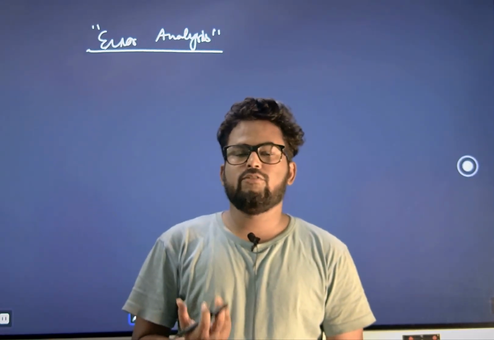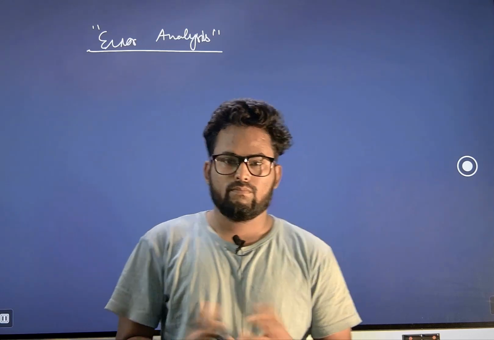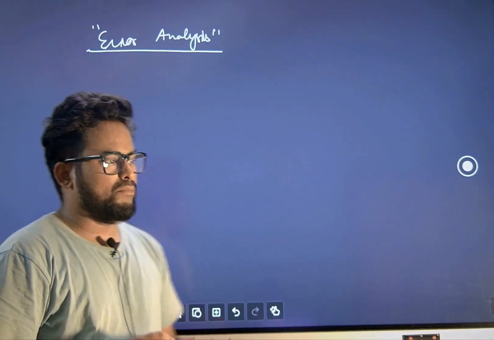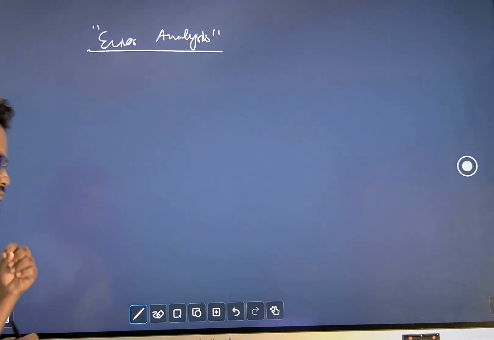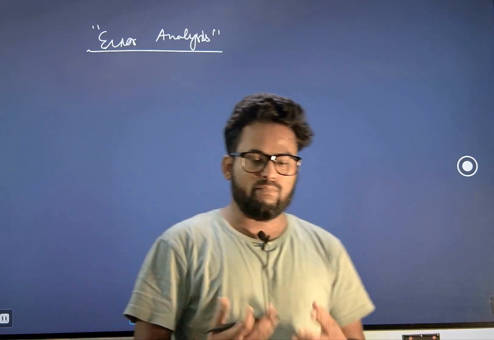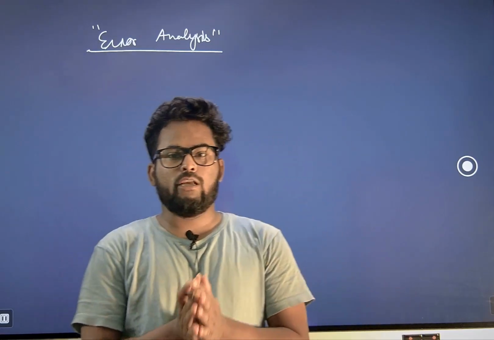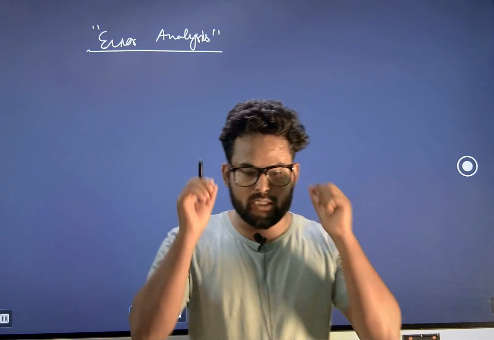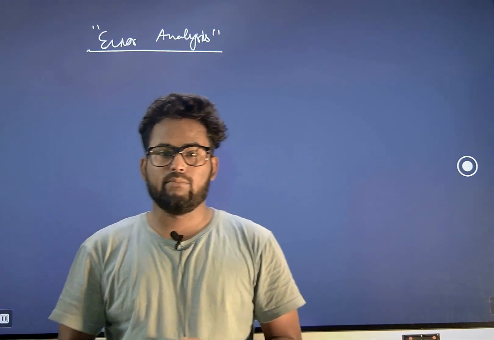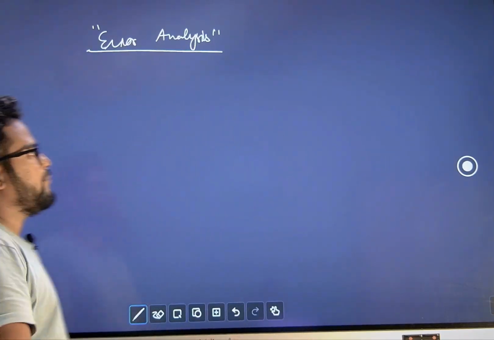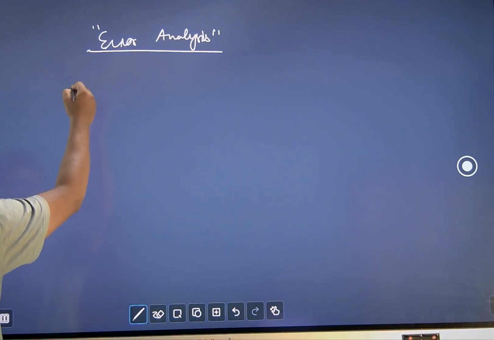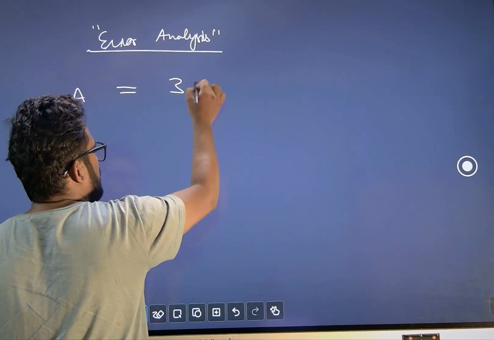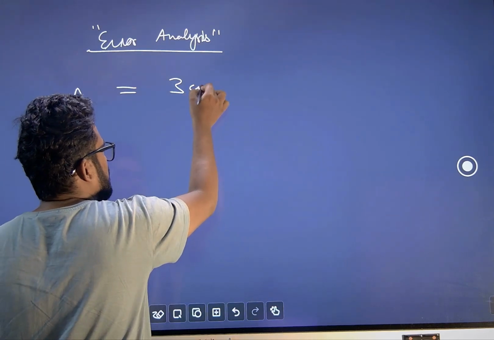We know that whenever we do some calculation, that is, what we do in physics, measurement, right? Whenever we are measuring some parameters, there would always be some error in that measurement. We cannot eliminate the error completely. So whatever measurement you do, there must be some error in it. For example, suppose we are going to measure a parameter A. Its value comes out to be 3 centimeter.